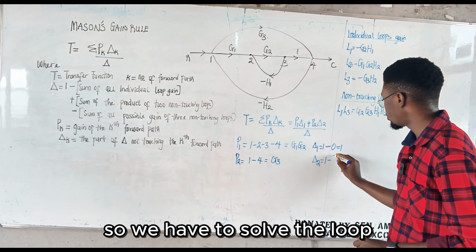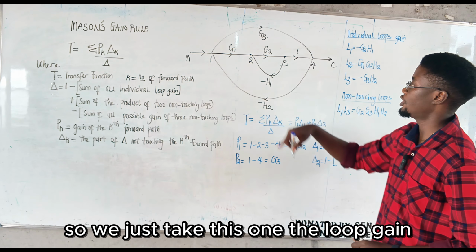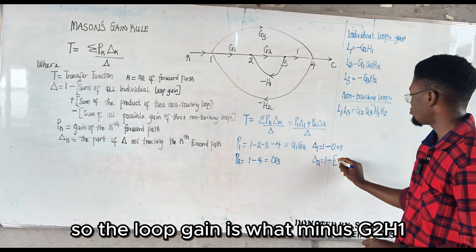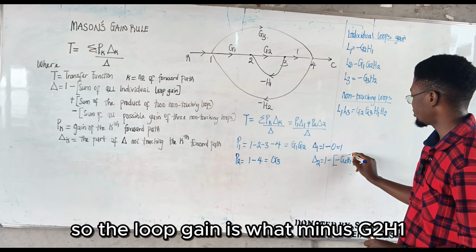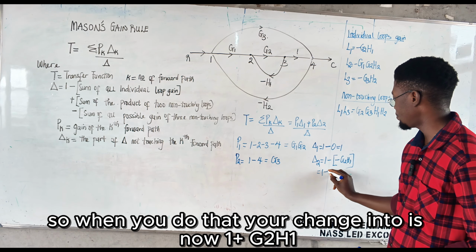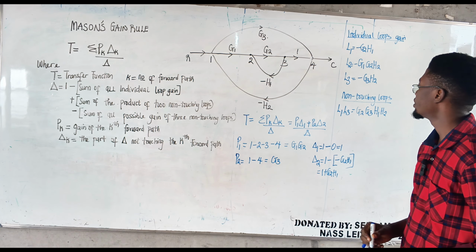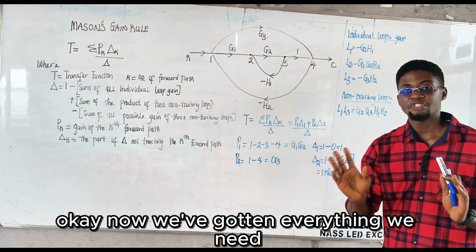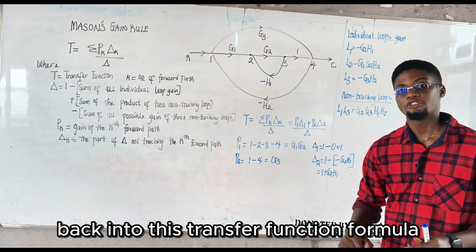So we have to sum the loop, and it's only one. So we just take this one, the loop gain. What is the loop gain? Minus G2 H1. So when you do that, your determinant 2 is now 1 plus G2 H1. Now we've gotten everything we need. Let's substitute it back into the transfer function formula.